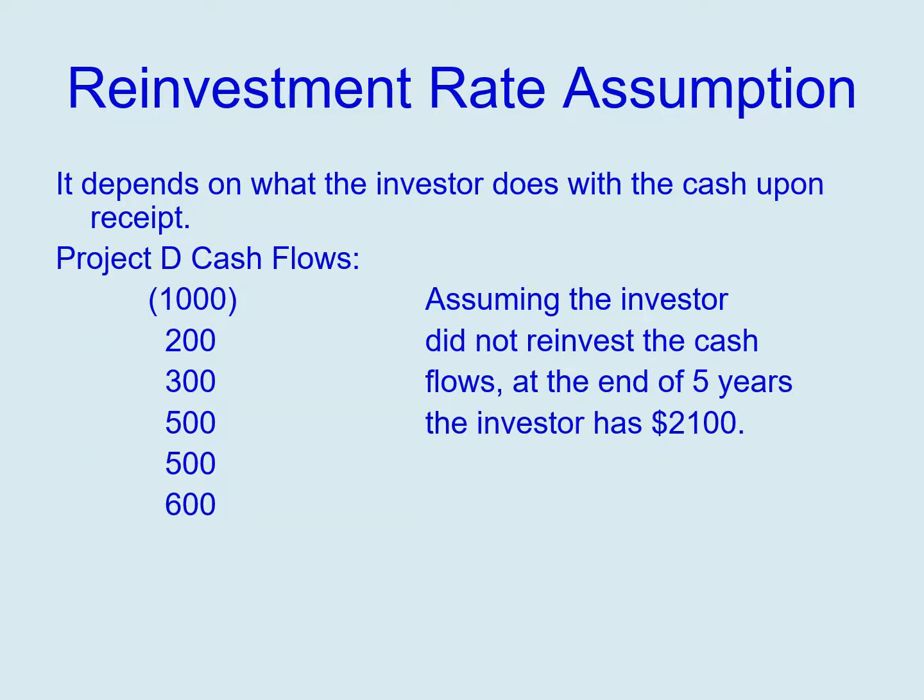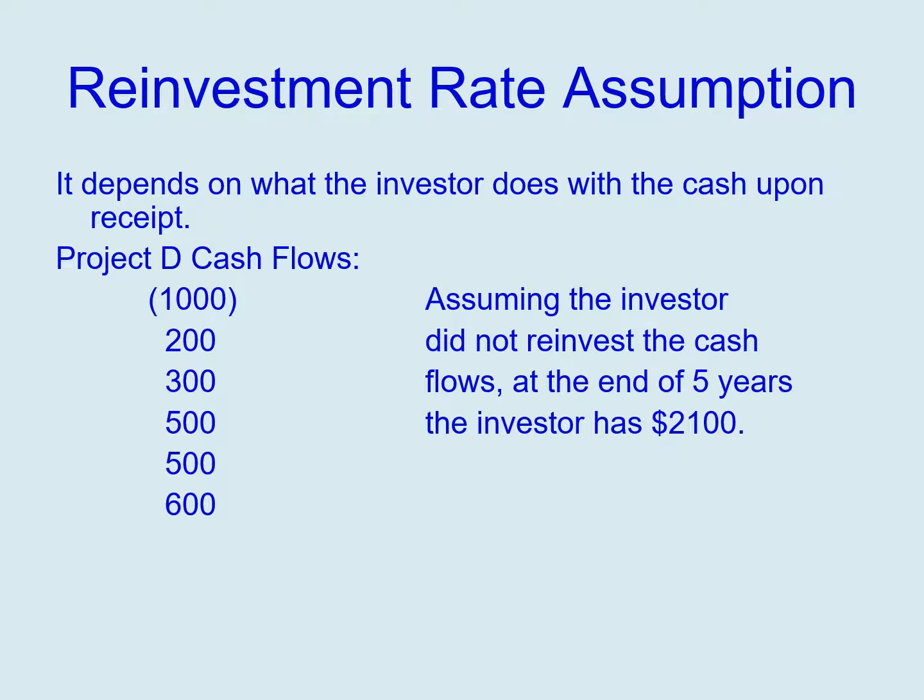So, just to remind you, here are the cash flows for Project D. Project D cost $1,000, and in return, over the next 5 years, we get $200, $300, $500, $500, and $600. Okay? So, let's say that you make that investment, and we assumed away risk. So, let's say that you nailed those cash flows. That's exactly the cash flows you received.